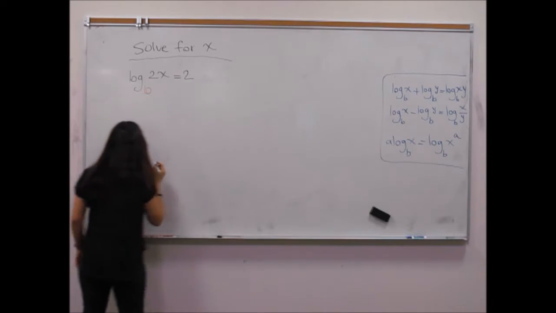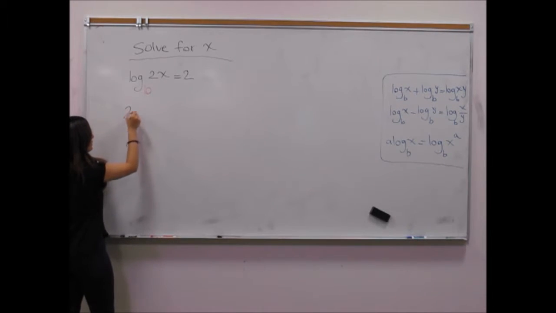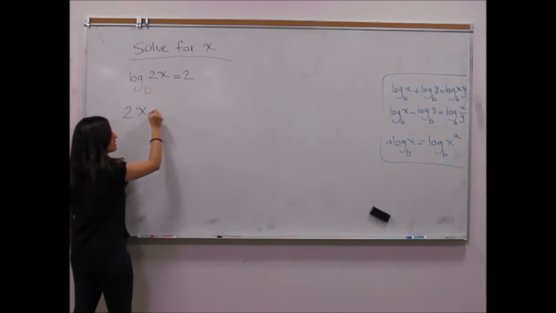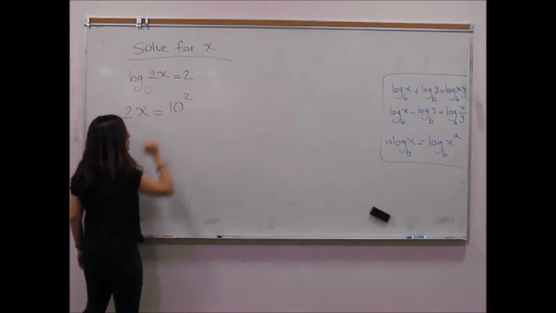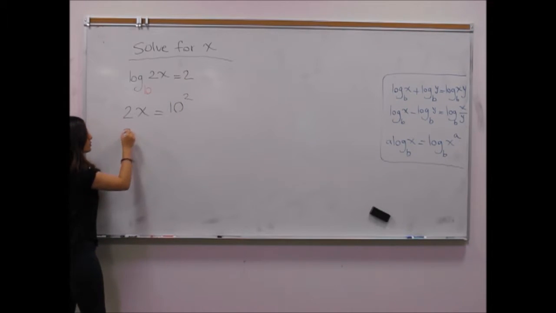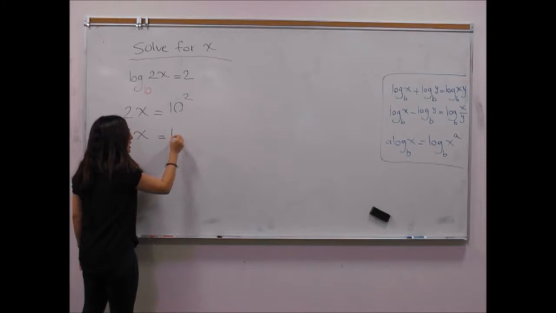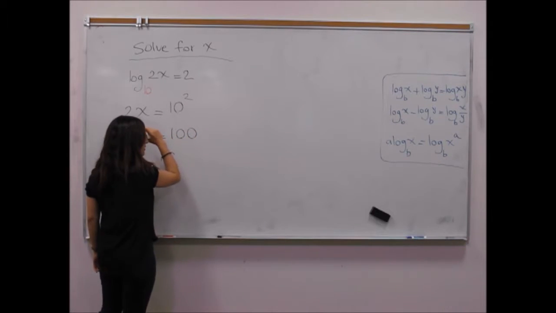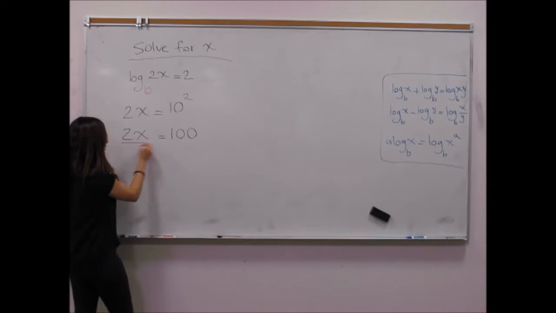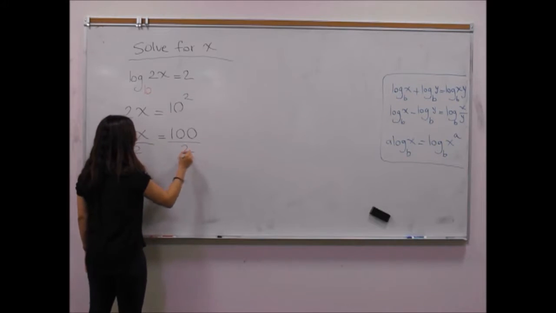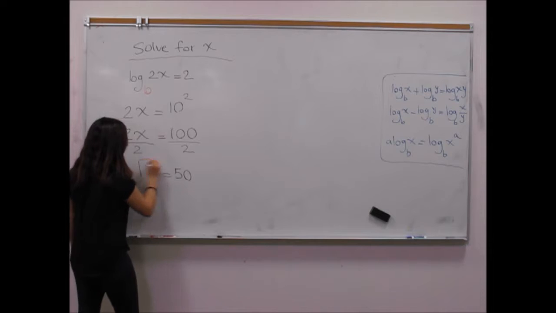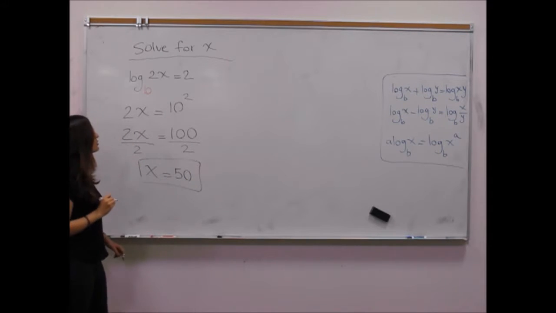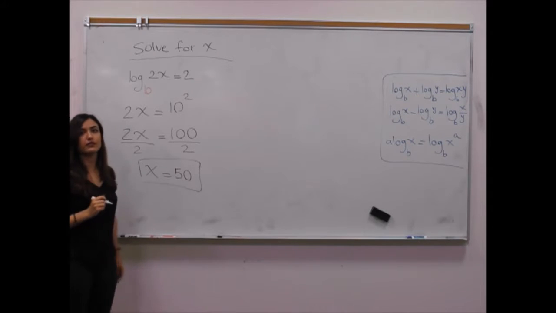So I'm going to write that. 2x, which is the argument, is equal to 10, which is the base, to the second power, which is a number right here. So 2x is equal to 100. 10 squared is 100. And then I'm going to divide by 2, both sides. So I get x is equal to 50. So the problem was to solve for x, and we did that. So our x is 50.